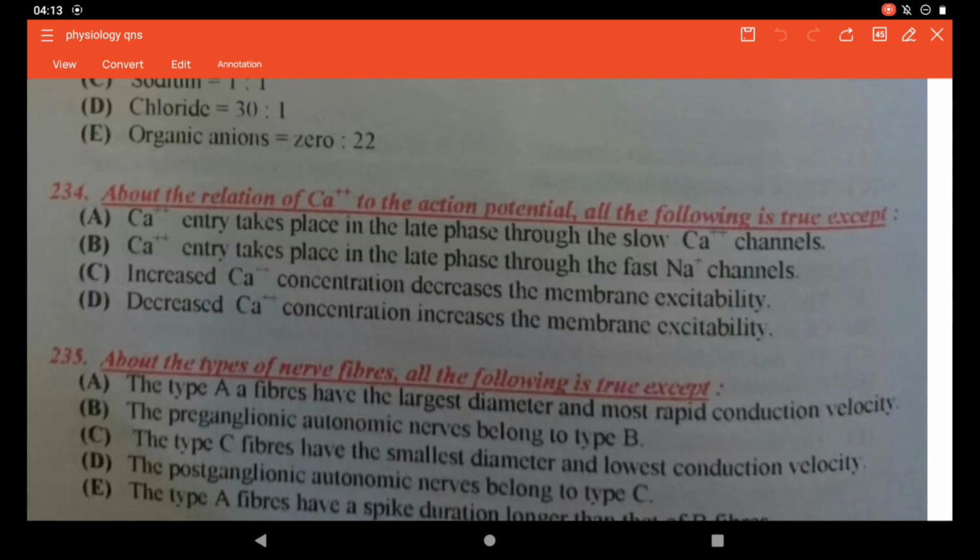We are continuing with nerve muscle physiology MCQs.